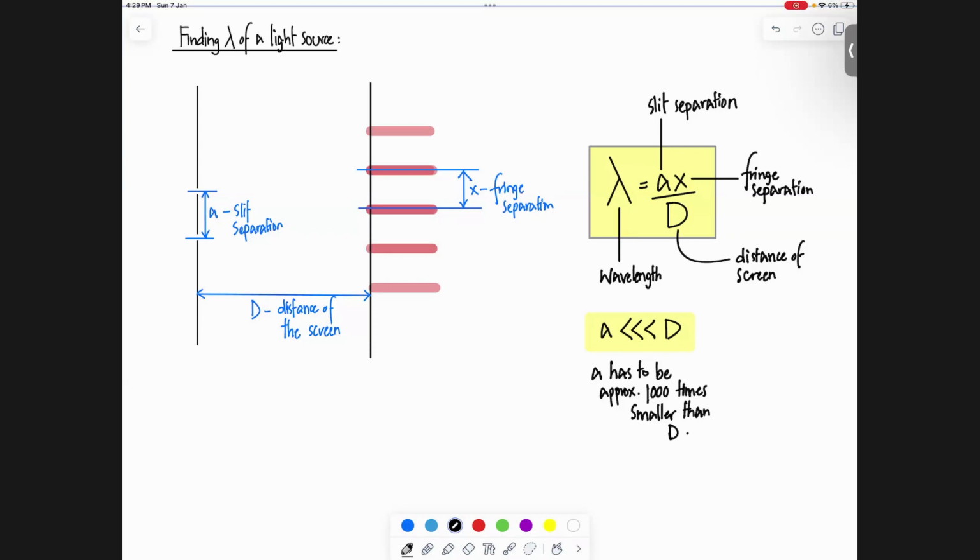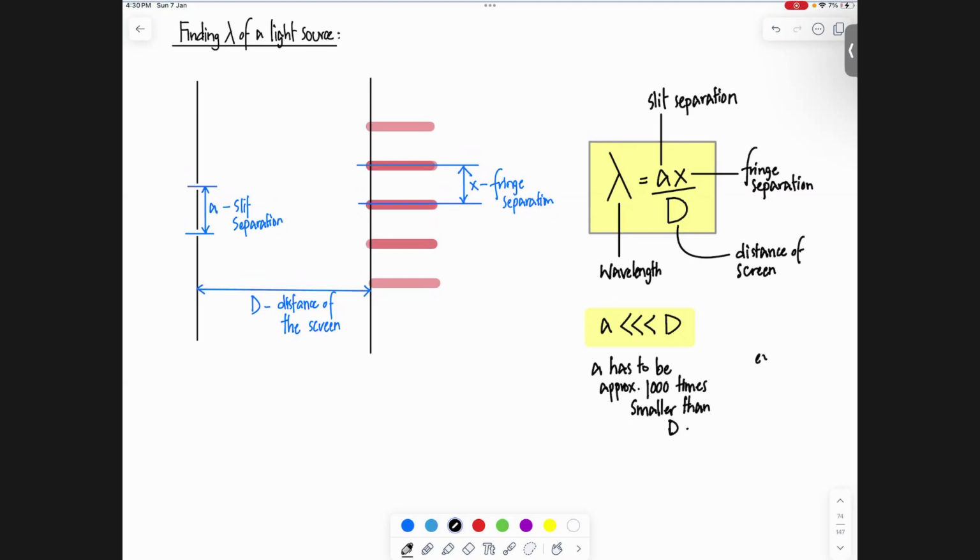Now, you might be wondering why. Unfortunately, the derivation is not in our syllabus, but when deriving, you have to make this assumption. If you assume that A is very small compared to D, then only this equation works. Otherwise, it doesn't work. So at the end of the day, what you need to remember is, for example, if your A is 1 centimeter, then your D has to be around 10 meters. You have to maintain this ratio. So if your slit separation is 1 centimeter, your screen has to be 10 meters apart. Only then will you have data that can be used in this equation. Otherwise, the equation cannot be used.